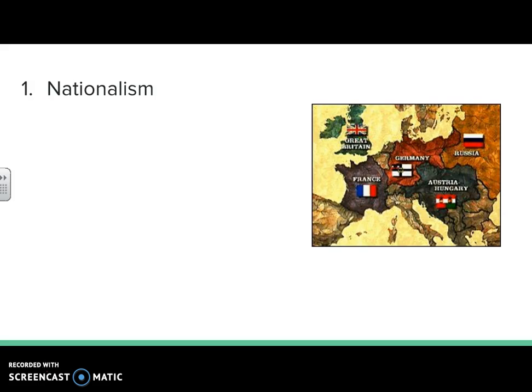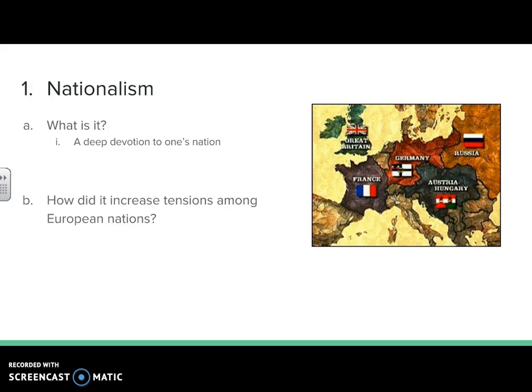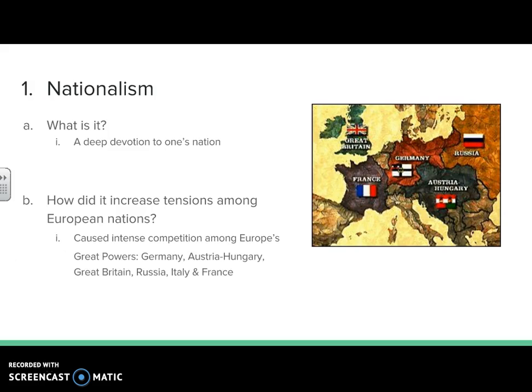So first thing we're going to look at is nationalism. What is nationalism? You should have something of a definition along the lines of a deep devotion to one's nation. The question is, how did nationalism increase tensions among European nations? Well, first of all, it caused intense competition among Europe's great powers. For this time period, we're going to say those great powers were Germany, Austria-Hungary, Great Britain, Russia, Italy, and France. Now I realize Italy's not highlighted on the map there, but the map does a pretty good job of showing where they were geographically throughout Europe.